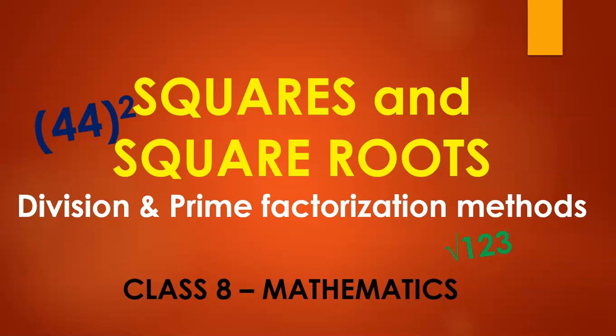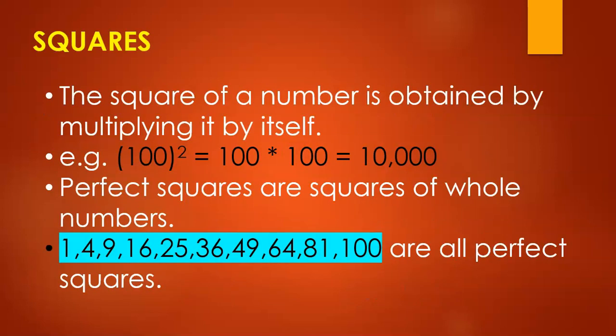Okay, let's move on. So coming to squares, the square of a number is obtained by multiplying the number by itself. For instance, 100 squared is 100 times 100, 10 squared is 10 times 10, 75 squared is 75 times 75.